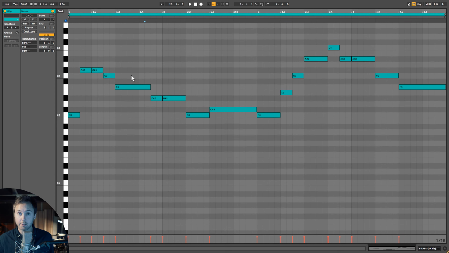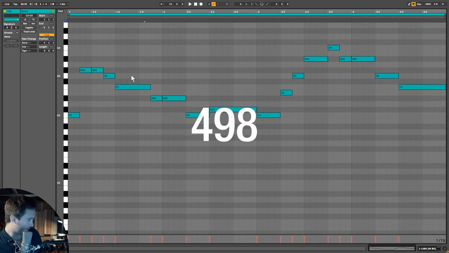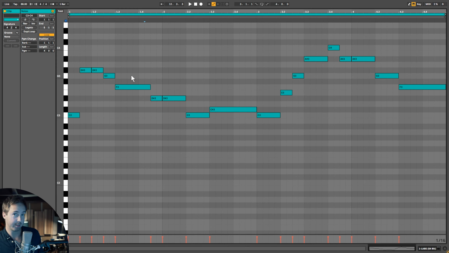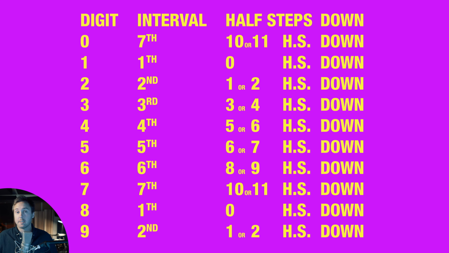So here's my melody that I'm gonna harmonize with my phone number. And today my phone number is 498222359. It's a randomized phone number. And since there are only 7 different intervals and 10 different digits, I'm gonna say that my 0 is the 7th, and the 8 is the octave or the 1, and the 9 is the second. So let's do it and we will see if it makes sense.